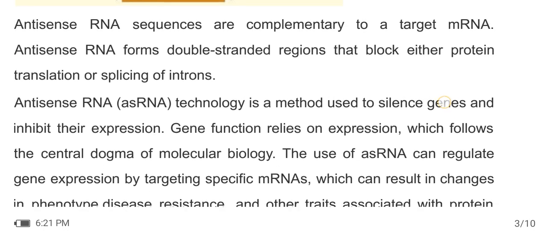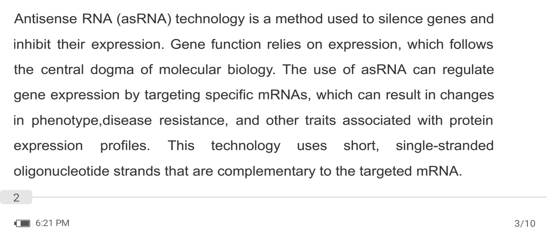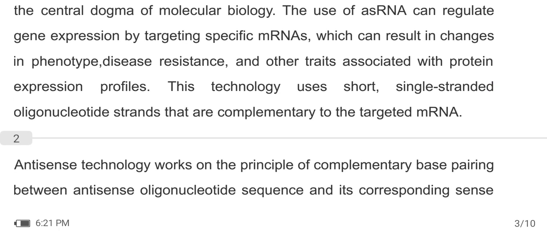Antisense RNA technology is a method used to silence genes and inhibit their expression. Gene function relies on expression, which follows the central dogma of molecular biology. The use of AsRNA can regulate gene expression by targeting specific mRNAs, which can result in changes in phenotype, disease resistance, and other traits associated with the protein expression profiles.